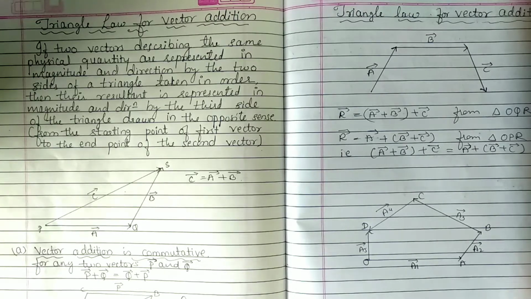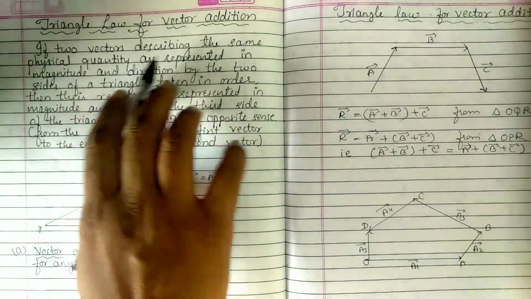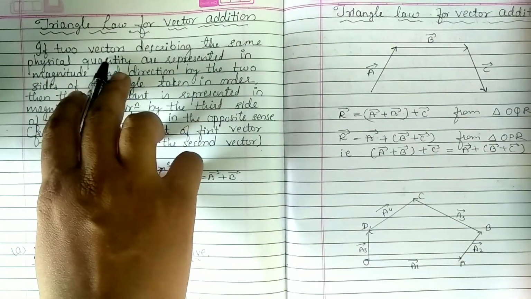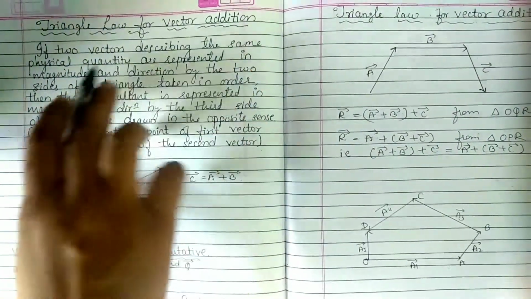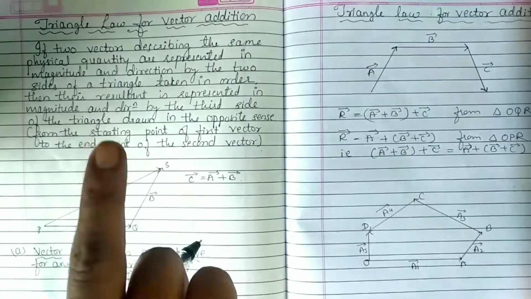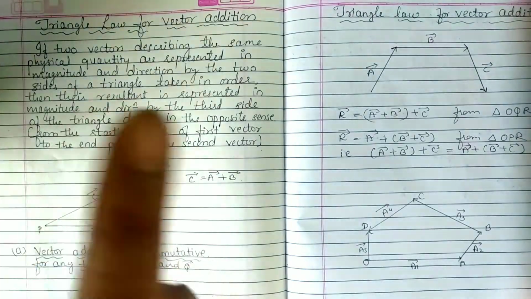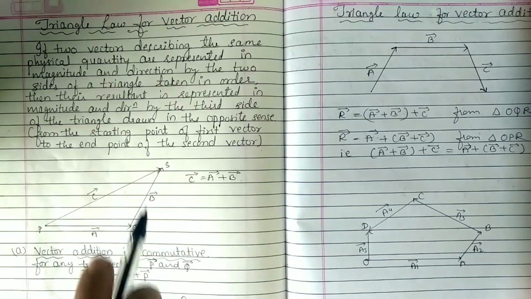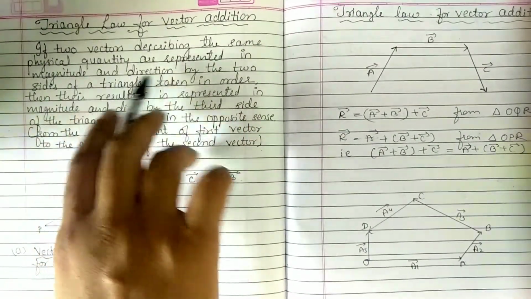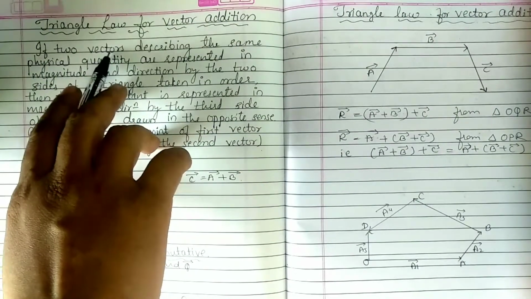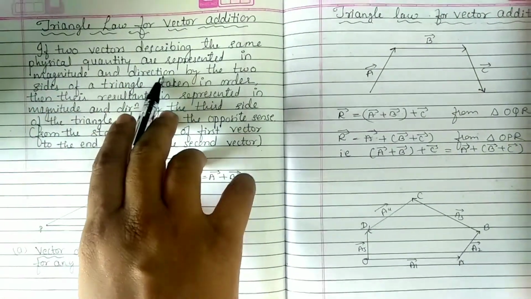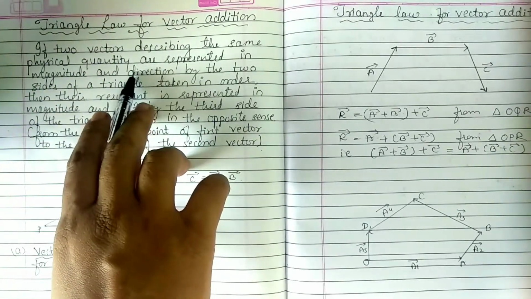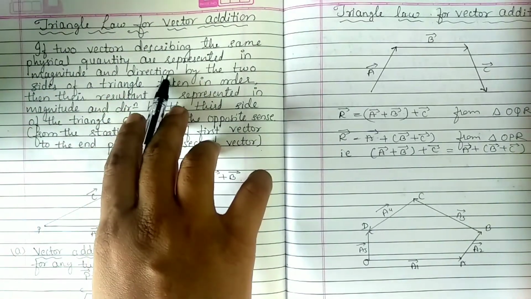Let us start. If you are adding two vectors, they must describe the same physical quantity. For example, if you are taking one vector as a velocity, the other vector which you are adding should also be a velocity quantity. As these are vectors, they have a magnitude as well as a direction. So you are considering two vectors of the same physical quantity, which have a magnitude and direction.